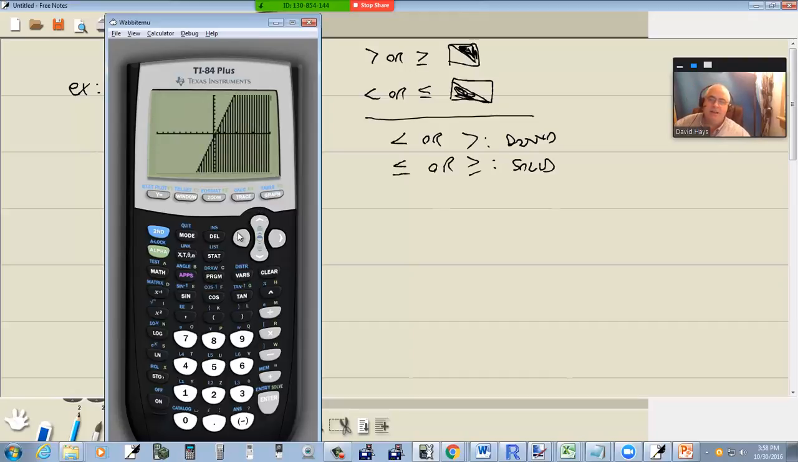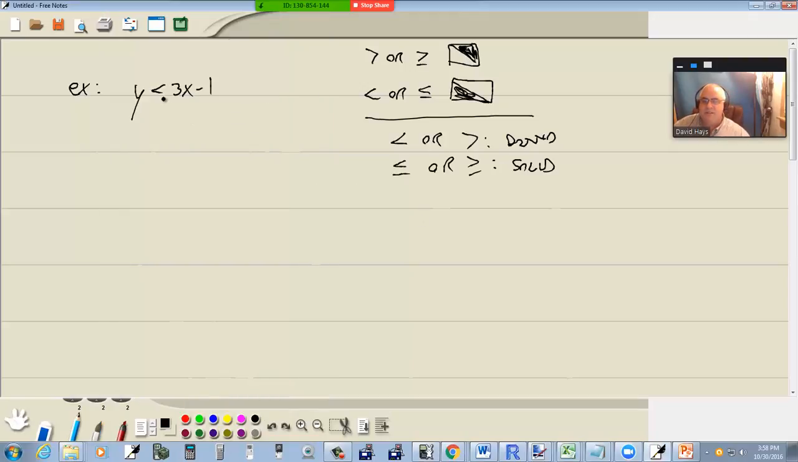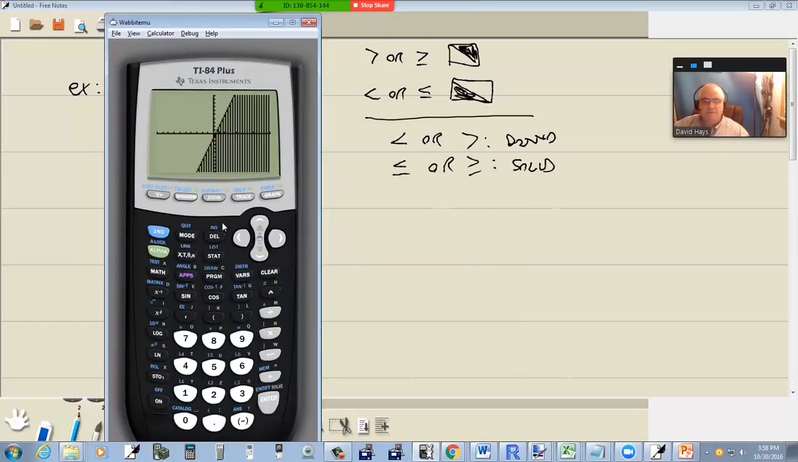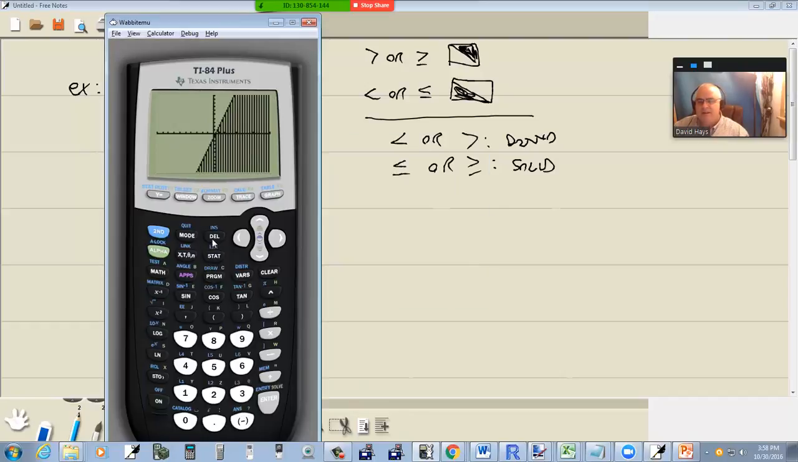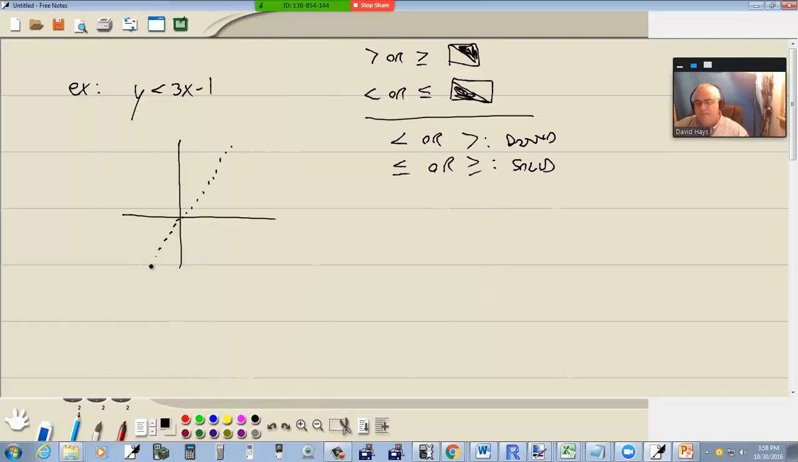Now the one thing it does not do is put either a solid or dotted line between the shaded and non-shaded region. You can do a dotted line, you just can't do a dotted line and shading at the same time. Well, since this is a less than, it's dotted. So let's make a dotted line there. And then this side is shaded. And that's our answer.